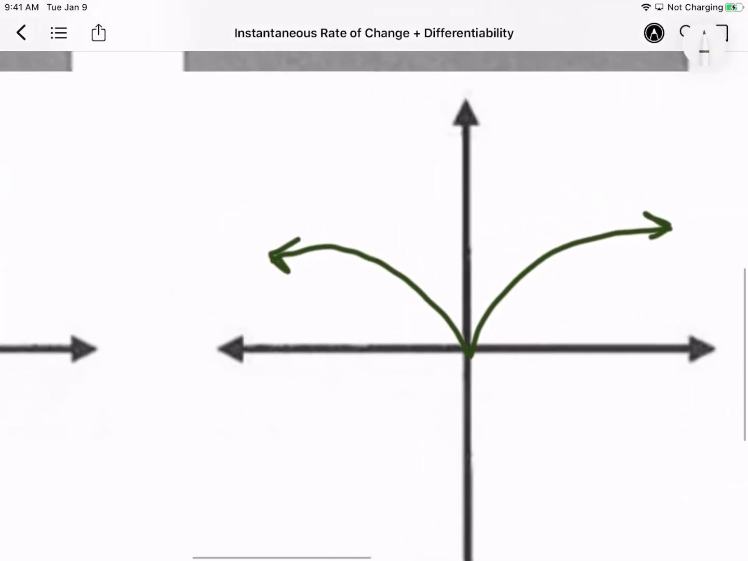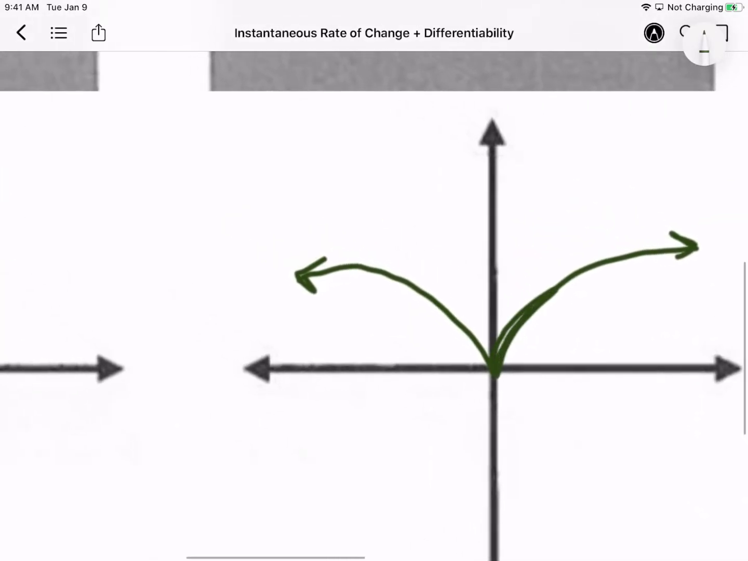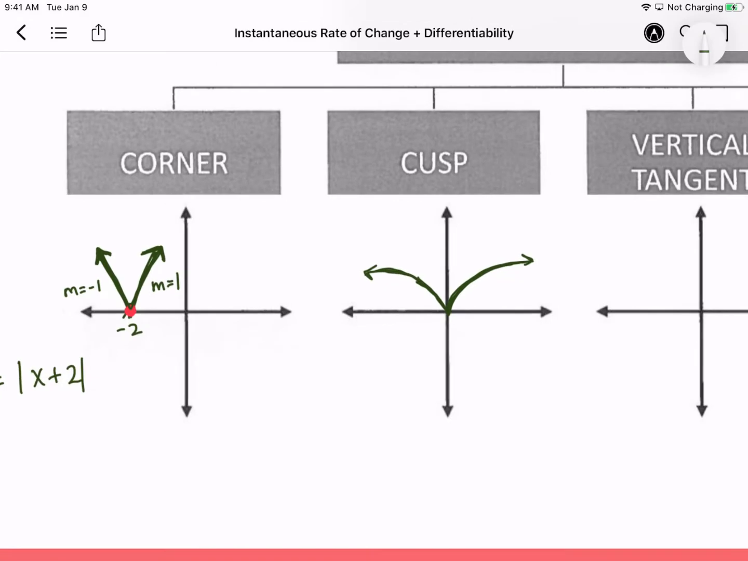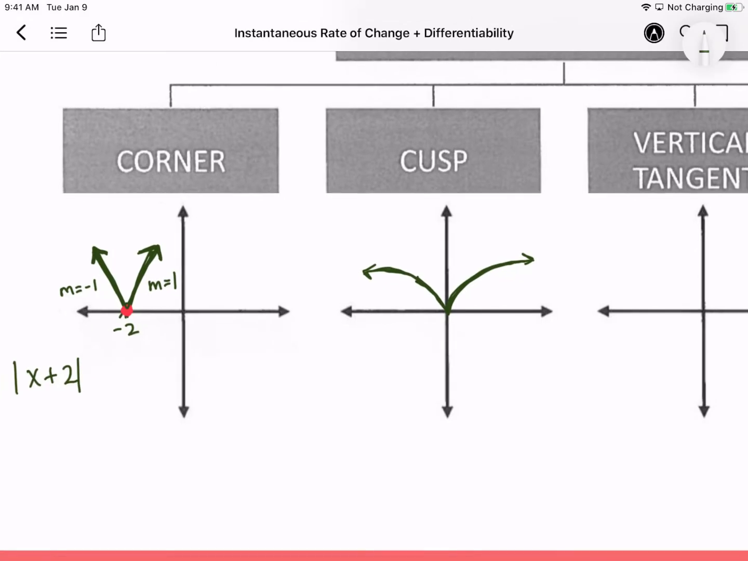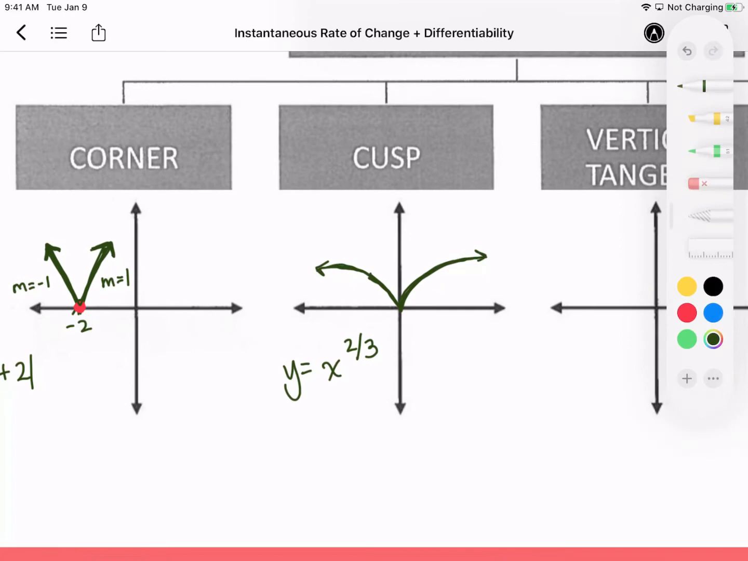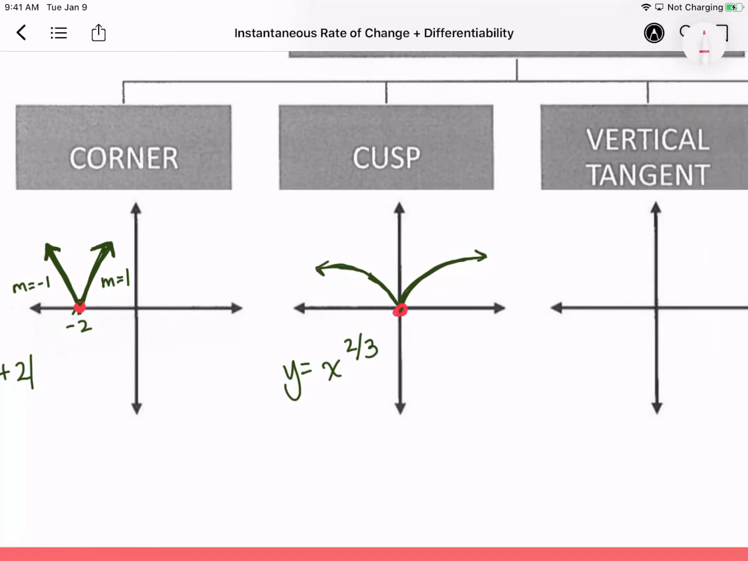It'd be a little bit harder to prove with a cusp because cusps are curvy. So we would need an actual equation, not just the graph, in order to figure out the slope on the left and the right, the derivative on the left and the right. But the types of equations that make cusps look like this, those types of equations make cusps. And obviously they're not differentiable at the point right there.